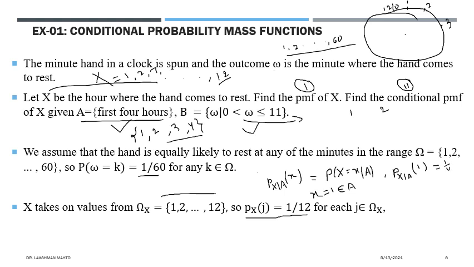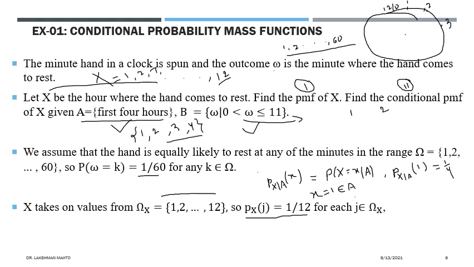Why? Because the probability of A, if you try to calculate it, each one has probability 1 by 12. You can see it here. So 1 by 12 plus 1 by 12 plus 1 by 12, you have to add it 4 times, so 4 by 12. And the probability of x equal to 1 is 1 by 12. So 1 by 12 divided by 4 by 12, and if you simplify it from the definition of conditional probability, it would be 1 by 4.